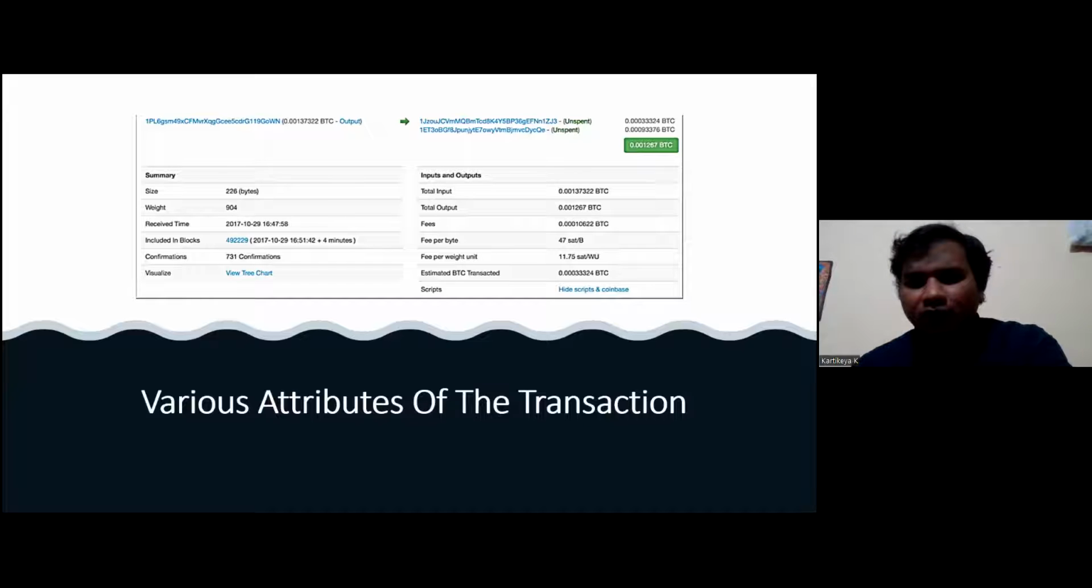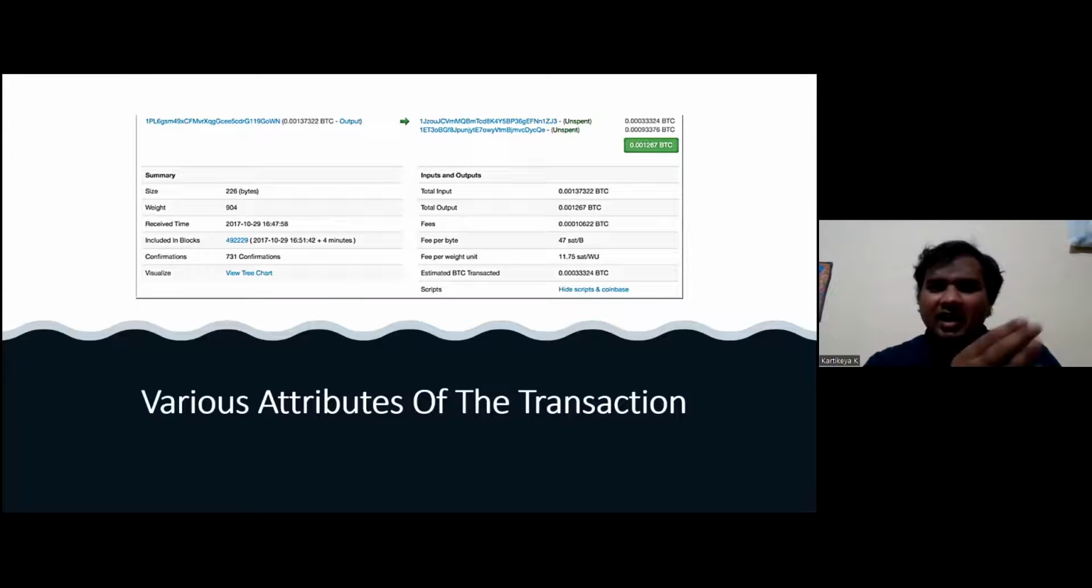Fee per byte, 41 sat per byte. Actually, this sat means 41 satoshis. Basically, these are our denominations. We shall see later what the denominations are. For the time being, denomination means, for currencies like rupees or dollars, $10, $20, 20 cents, 10 rupees, 100 rupees. These are the denominations. In this manner, 41 satoshi is the denomination in Bitcoin currency.